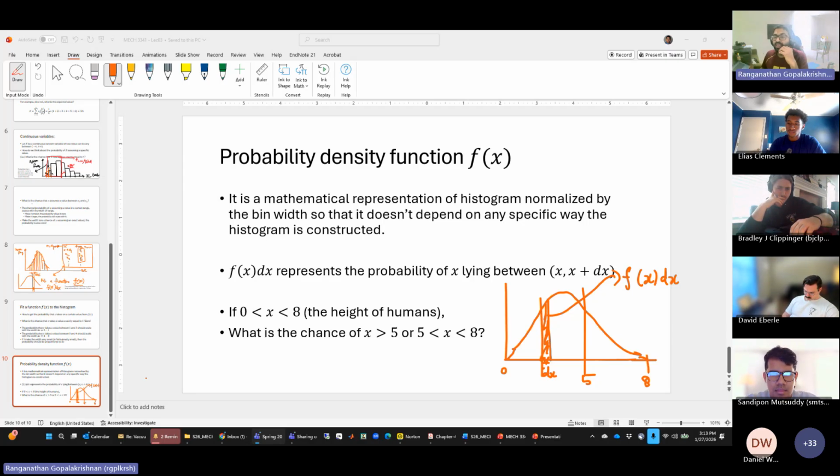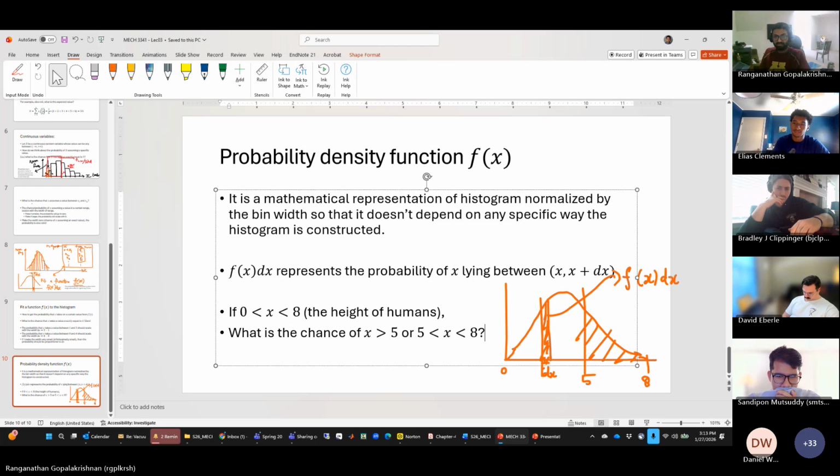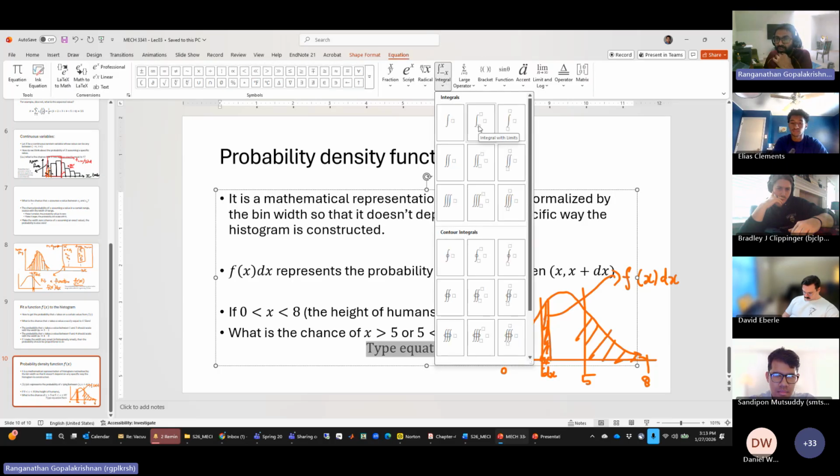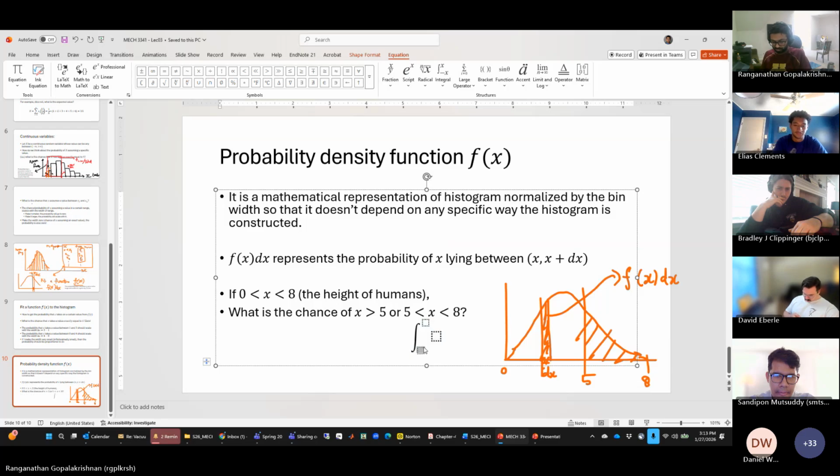So if I want the probability that x will be between 5 and 8, what do I do? In literal terms, I am calculating the area under the curve between 5 and 8. In mathematical terms, how is it represented? Even if you didn't know probability, what do you know about integration to tell me? You just integrate from 5 to 8. Correct, thank you. You integrate between 5 and 8, f of x dx. That's it.